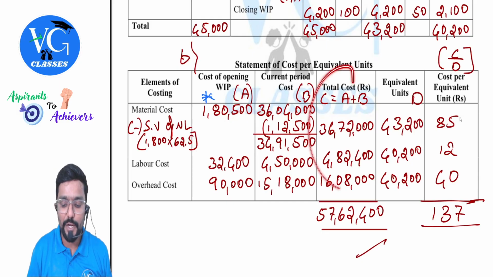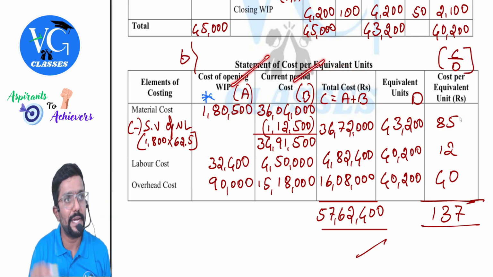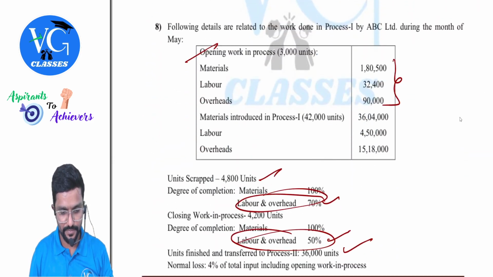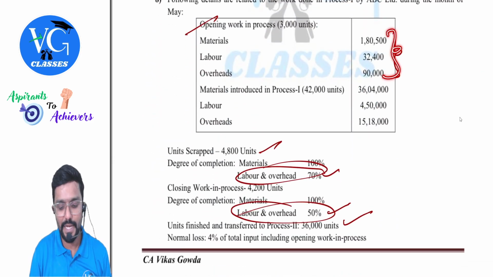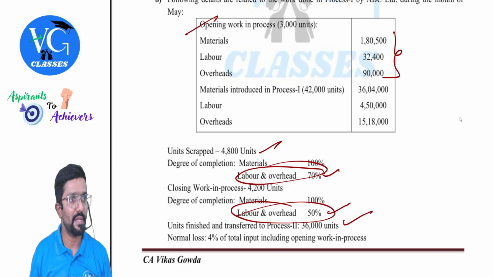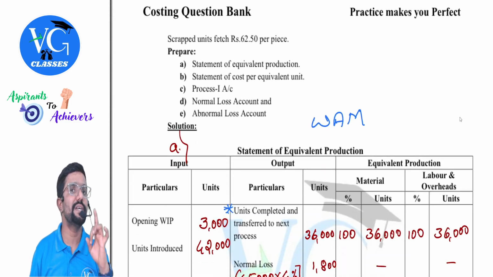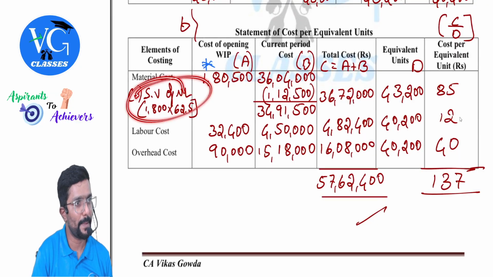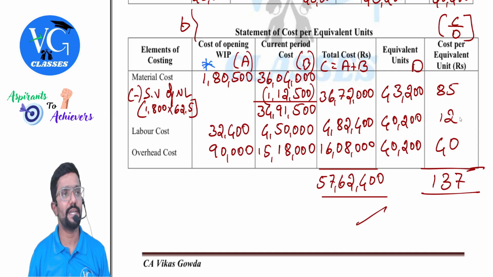Now, statement of cost. For the statement of cost, we need to take total cost, guys. Total cost means cost of opening WIP plus current period cost. What is the cost of opening WIP? They have given it to you. Plus current period cost, they have given here. Add up everything. And from material cost, we need to deduct one thing. What is it? Scrap value of normal loss units. You can observe this one. I am reducing it from current period material cost.